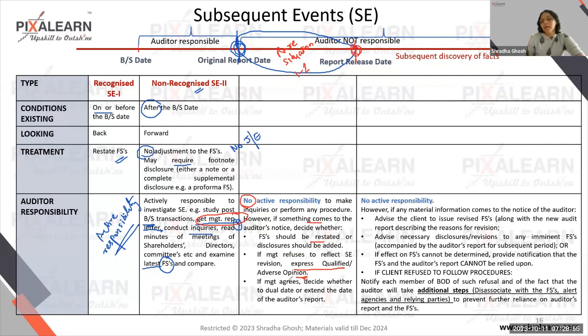However, if management agrees, and this is important, guys, there's this concept of dual dating. What is dual dating? Now see, generally, whatever date you mention on the audit report date, you have active responsibility for subsequent events till that date. So what people do is generally, whenever they have to change a very minor thing in the audit report or in the financial statements, they would not want to change the date of the audit report. Why? Because then all their responsibilities extend to that date.